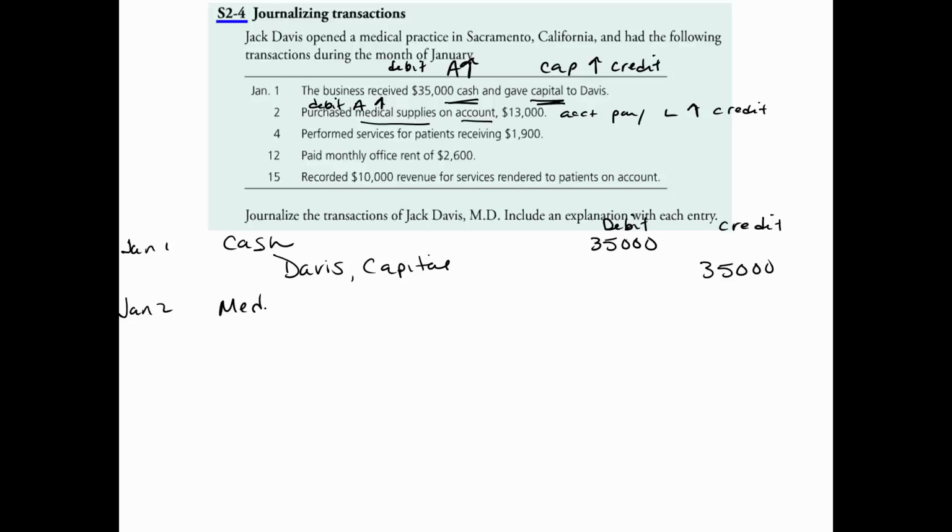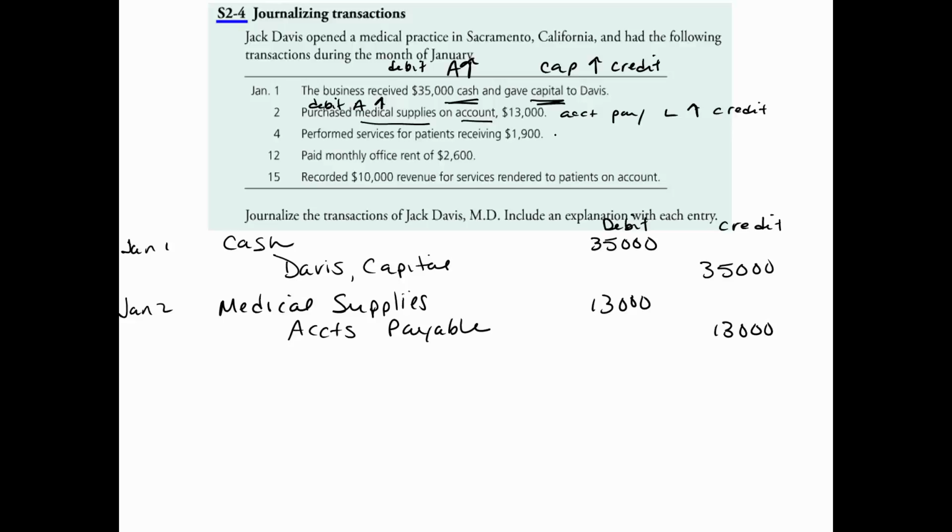So I'm going to do the debit first, and the name of the account will be medical supplies, and I will debit that asset to increase it by $13,000. My credit is to accounts payable, so I'm going to indent that, and then I put that in the credit column, $13,000. I put my explanation, and I'm done.